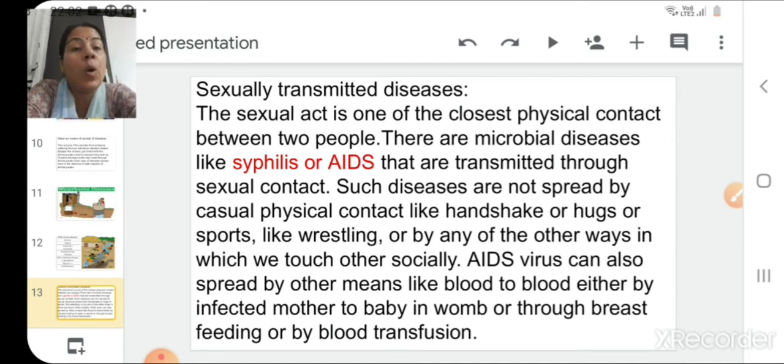The AIDS virus can also spread by other means like blood to blood, that is, if a healthy person is taking blood of an infected person, then the healthy person will also get infected by the AIDS virus. This transfer of blood from one person to another is called blood transfusion. So through blood transfusion this AIDS virus can spread. There is another condition in which this AIDS virus can spread through blood: if a pregnant lady has AIDS, then the baby who is developing in her womb will also get AIDS infection. Not only this, even after the birth of the baby, if the infected mother is feeding her baby, then the baby will also get infection through breastfeeding.